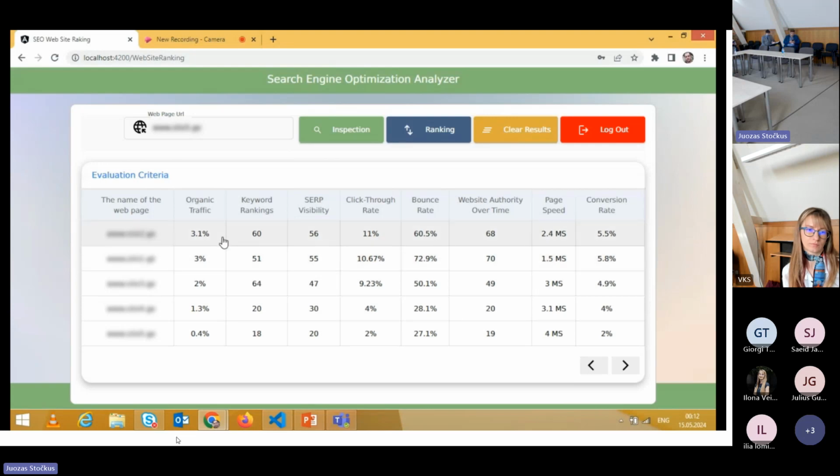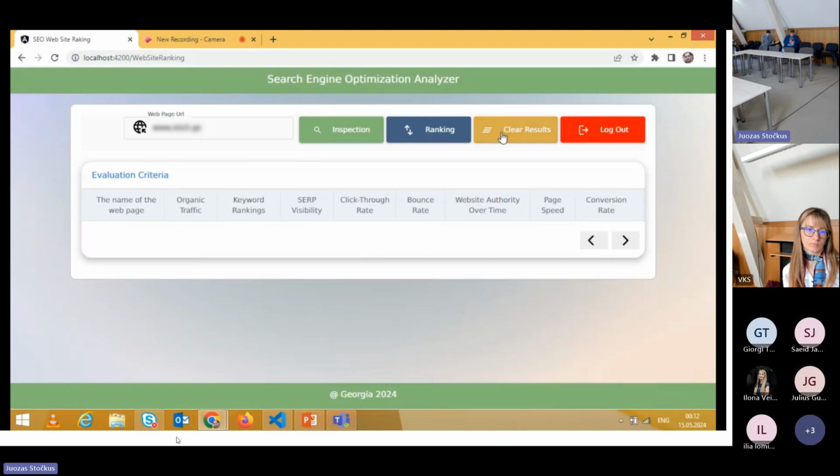Here are the results. High-ranking websites are first. We can clear our results and log out.